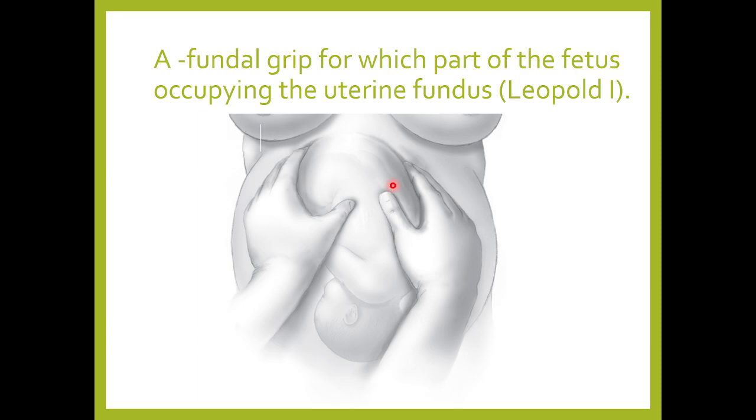So the aim of the fundal grip is to know which part is occupying the uterine fundus so that we can know the presenting part. In cephalic presentation, the breech will occupy the uterine fundus, while in a breech presentation, the head will occupy the uterine fundus. If it is transverse, we cannot feel any part in the fundal grip.